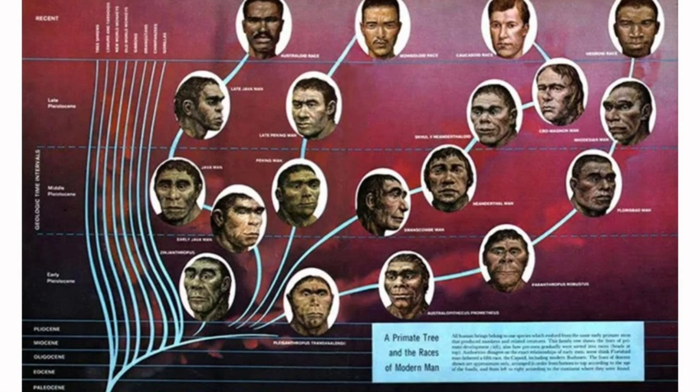A primate tree and the races of modern man. This chart is from 1966. This shows the slow evolutionary progression of the primates into what we today call modern man. This chart is diametrically opposed to the chart or narrative of Genesis chapter 10, where men are descended from one of the sons of Noah, Shem, Ham, and Japheth.